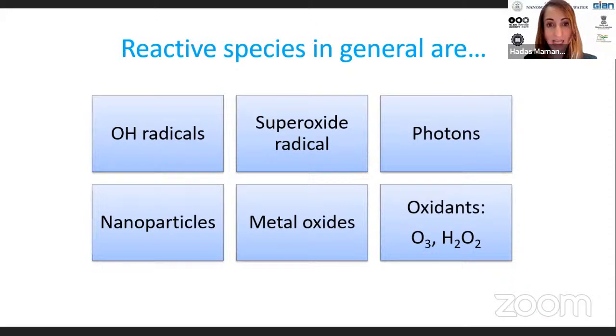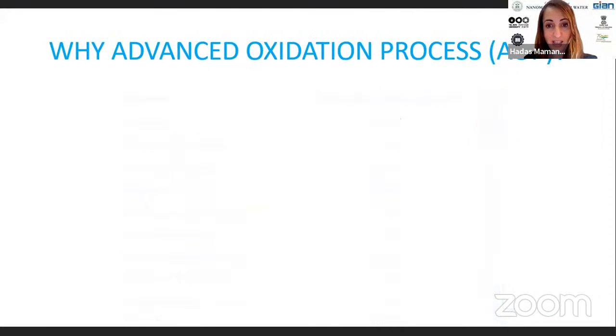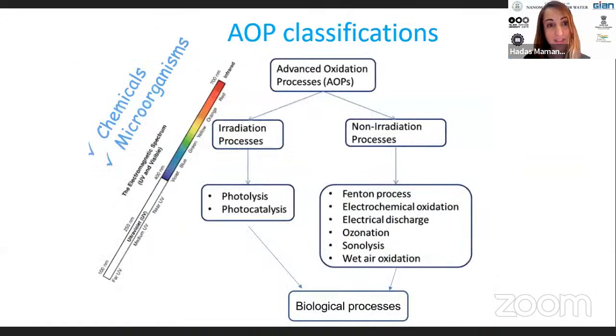And again, we discussed the different types of reactive species generated. When we think about hydroxyl radicals, just to summarize, it's extremely reactive, very short-lived, and not selective, and has a very low steady-state concentration, between 10 to the minus 12 and 10 to the minus 13 molar. Now, a question that is raised: is it really a sustainable and green technology? That's a question to be asked.